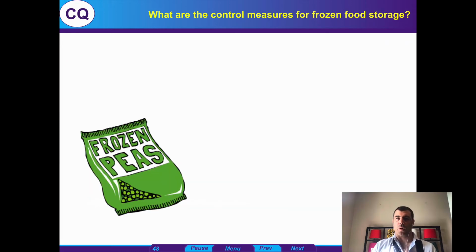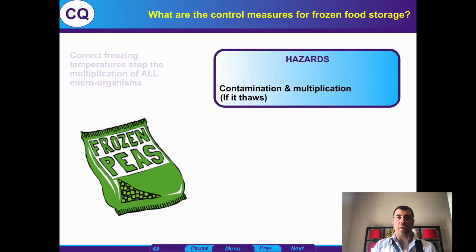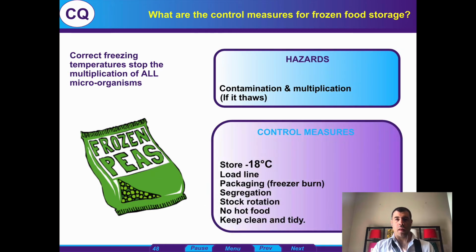What are the control measures for frozen food storage? In regards to frozen food storage, this is not very complicated. The freezer needs to be at minus 18 degrees. You need to check the load line. Checking the load line involves making sure that the fans and ventilation are unblocked.